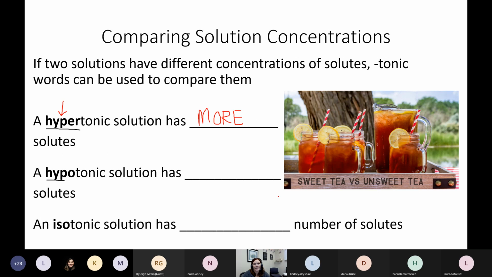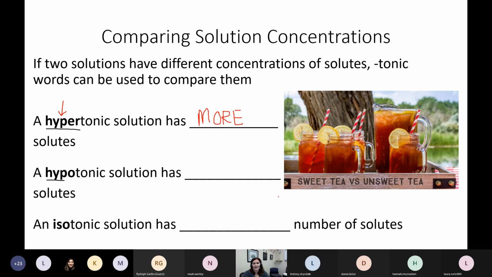I can compare the amount of salt that's outside the cell to the amount that's inside the cell. The extracellular fluid compared to cytosol, we would say that the extracellular fluid is hypertonic to the cytosol because there's much more sodium outside than there is inside. A hypertonic solution has a higher concentration of solutes. There's more dissolved things in it compared to the other.